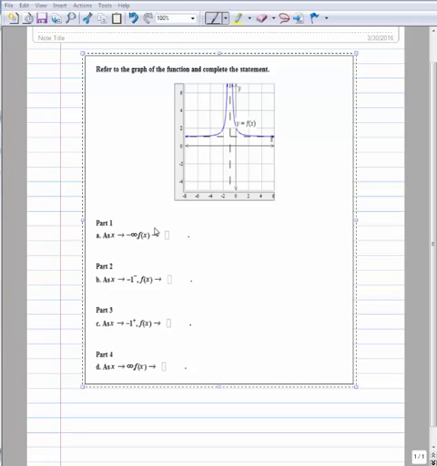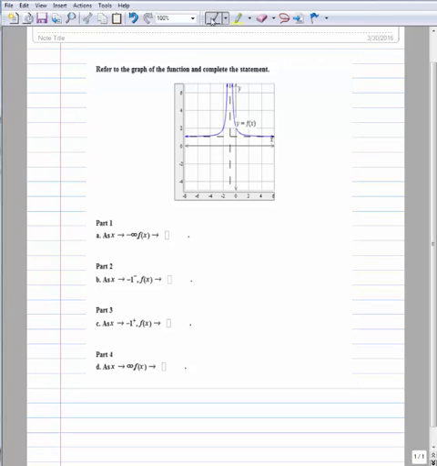So the biggest thing for this type of problem is to understand the notation. So let's look at part 1 where it says as x, this little arrow means approaches. So as x approaches negative infinity, they're trying to figure out what's happening to f of x, or in this case the y value. You can see y is equal to f of x. So the best thing to do, I guess, to visualize this is just pretend you're at some point on the graph. Let's just say you hopped on right here.